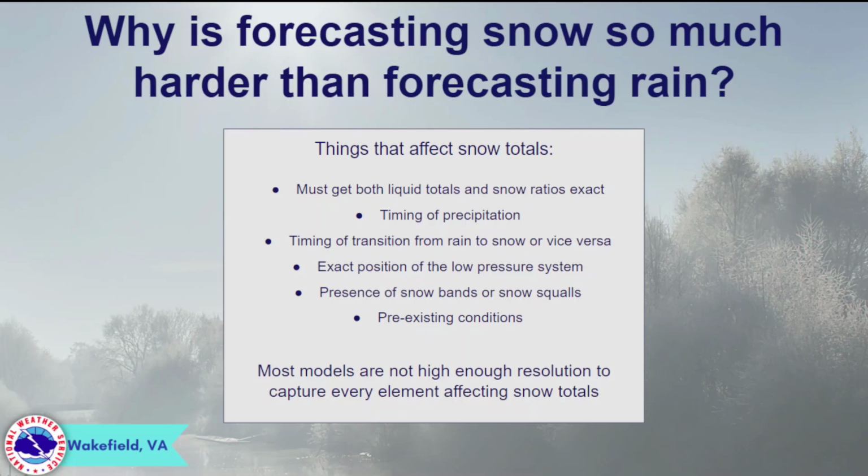Lastly, most models are not high enough resolution to capture every element affecting snow totals. So like I just went over, there's a lot of moving parts here to a snow forecast. We do our best, and we do a pretty good job most, if not all, the time. But sometimes our guidance, our weather models, are just not helping us out at all. A lot of these moving parts require fine detail in the models that a lot of models just don't have. And if they do have it, they only have it out 24 to 48 hours. So that's why forecasting snow is so much harder than forecasting rain.